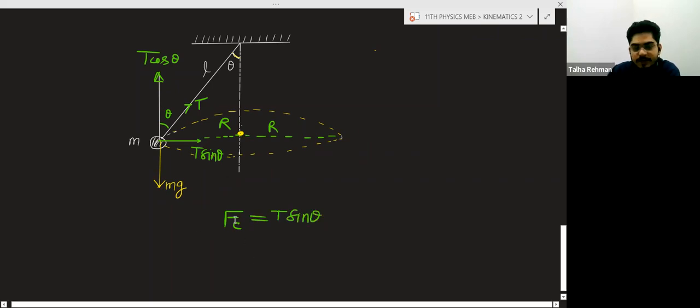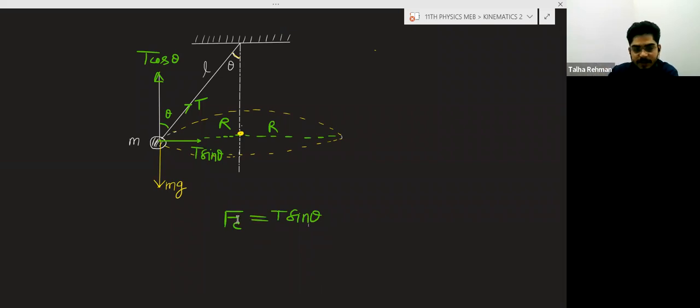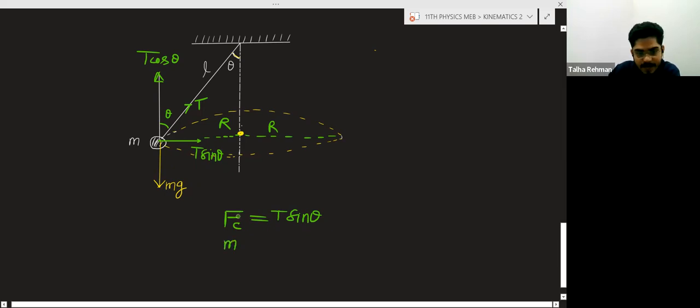And what will be the centripetal force? If I say that in terms of omega, I want to write the centripetal force. So I can write m r omega square is equal to T sin theta. This is your equation number 1.